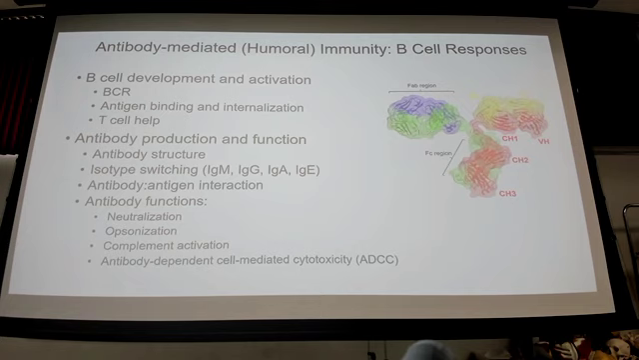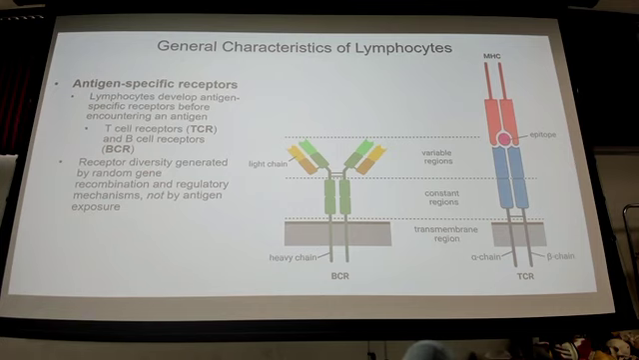We'll talk about the humoral immune response, the adaptive humoral response, B cell mediated. And then at the last part of the lecture, we'll talk about some immune dysfunctions and vaccines and how they work as well. So before we get into this, let's skip back and recap some features of lymphocytes.